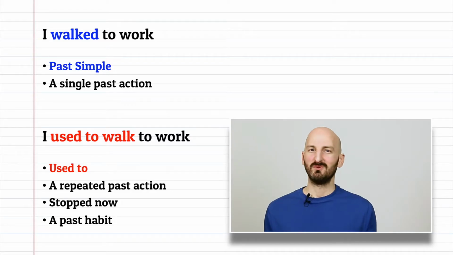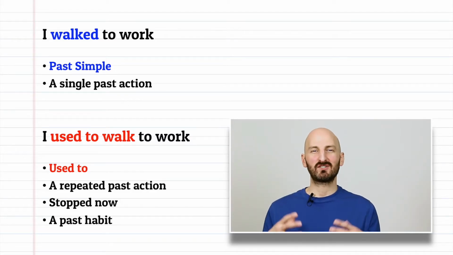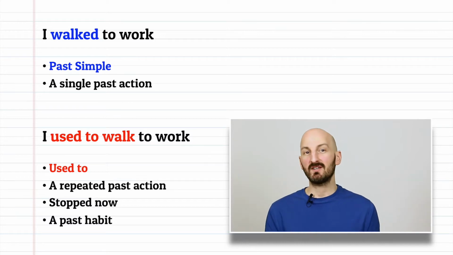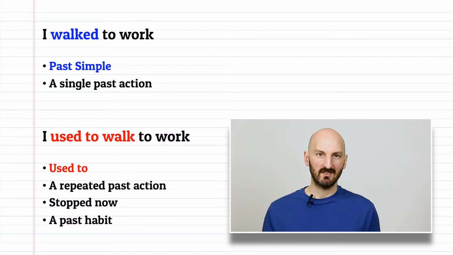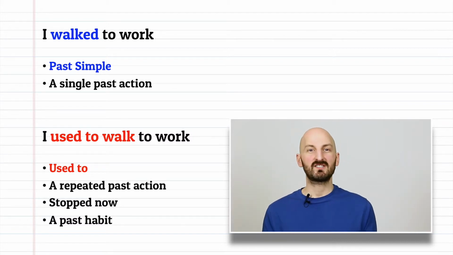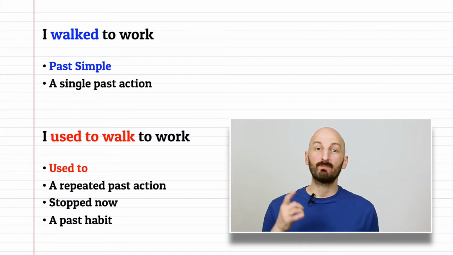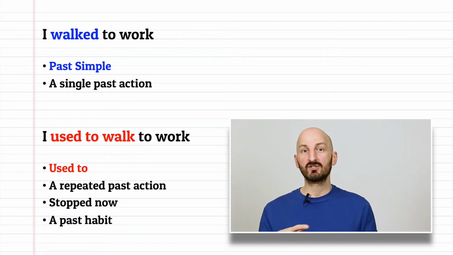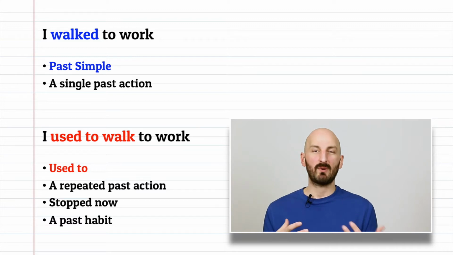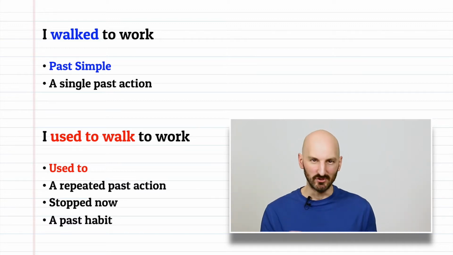So let's look at past habits and repeated actions in detail first. I walked to work. This is a simple sentence that describes going to work. It's in the past simple tense, so it's a single past action. Now look at this. I used to walk to work. This sentence also describes going to work, but the big difference is it repeated. It happened more than once, and also after it repeated for some time, it stopped. So we use used to describe past repeated actions that we don't do now.